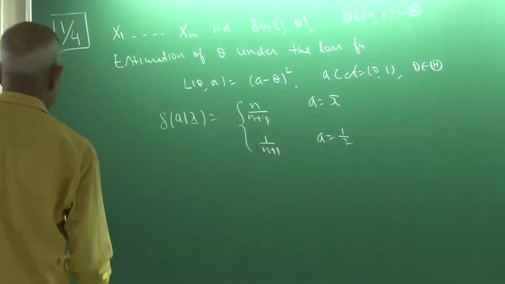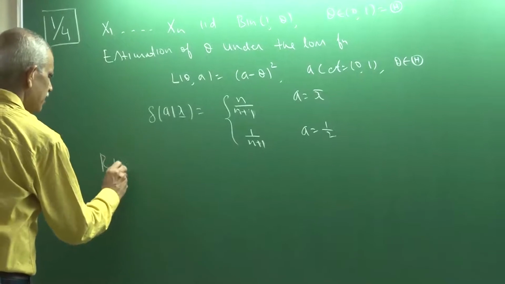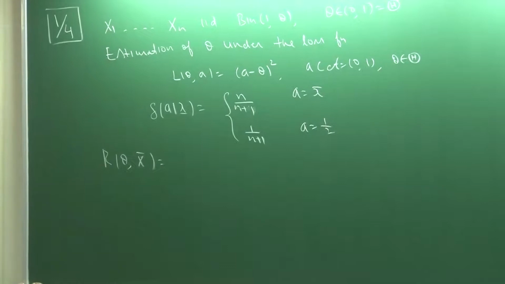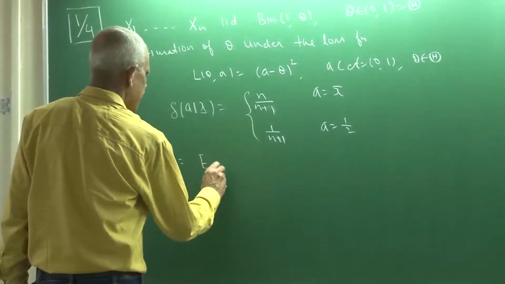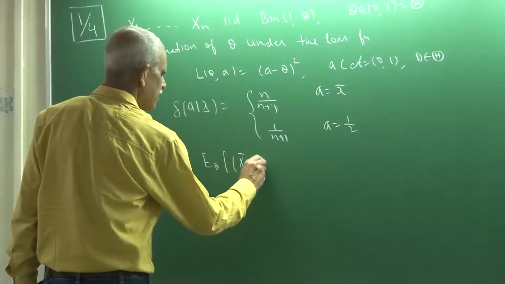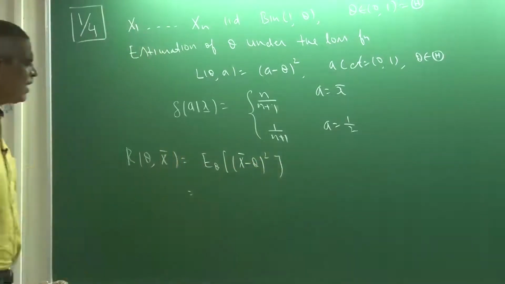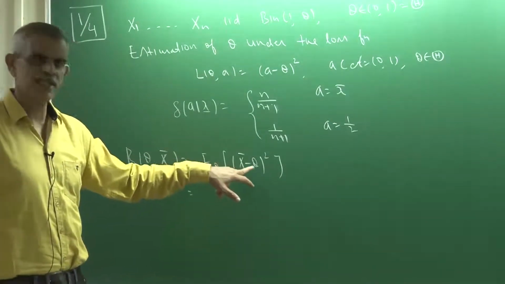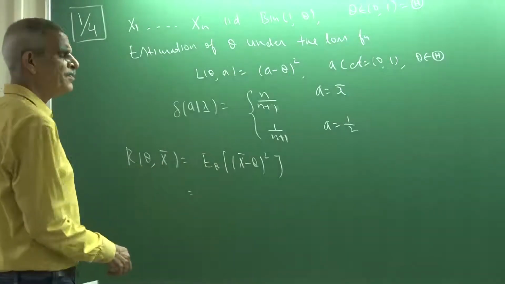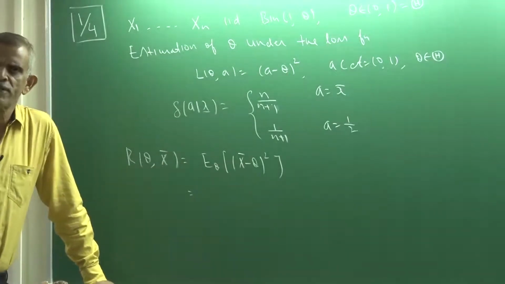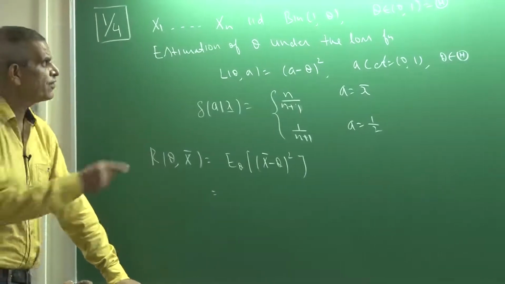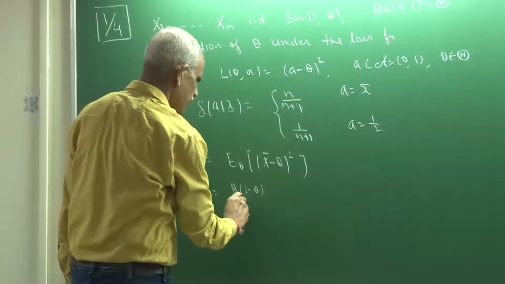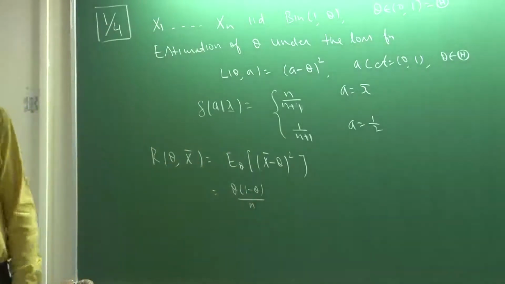So first let us try to see what is R(theta, x bar). X bar is a non-randomized decision rule, so this is the same as the expected value of (x bar minus theta) whole square. In the binomial case, you know that x bar is an unbiased estimator of theta. So the expected value of (x bar minus theta) whole square is nothing but the variance of x bar, and the variance of x bar is sigma square by n. Sigma square is the variance of a single observation, which is theta into (1 minus theta), divided by n. So R(theta, x bar) turns out to be this.